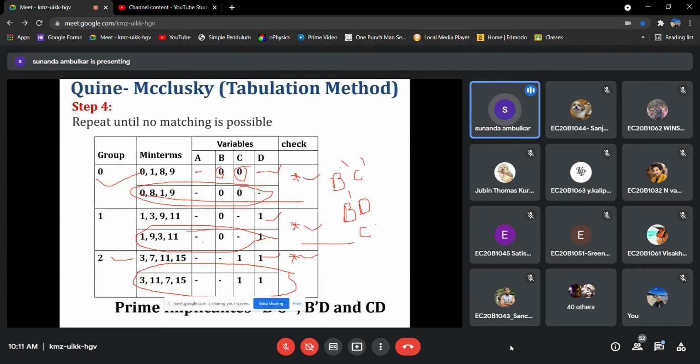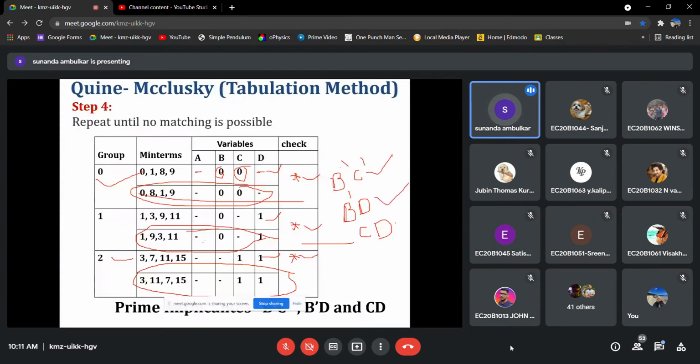From all the tables, we check which min terms or combinations of min terms have the star marks. Those star-marked min terms will form the prime implicants. Here, in the third table, there is no possibility of further comparison, so only the last table contains the prime implicants.